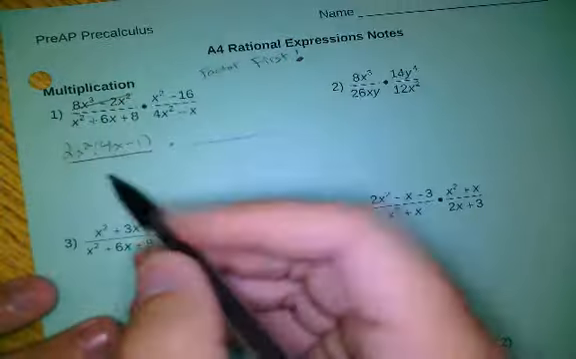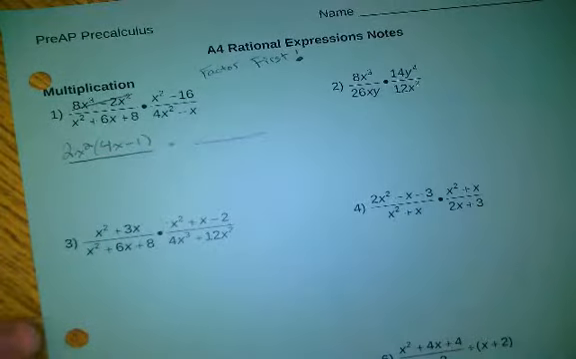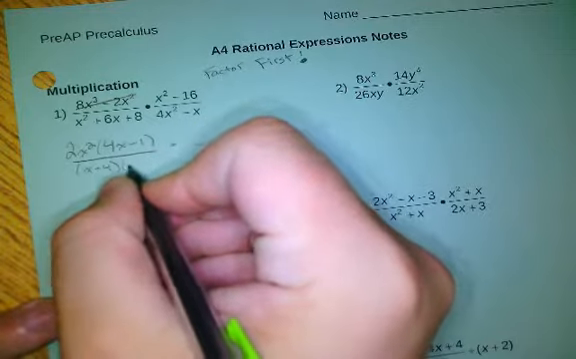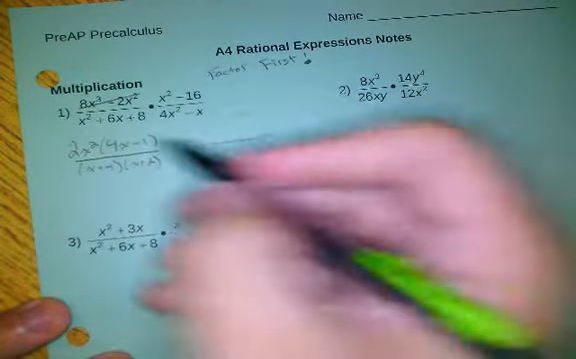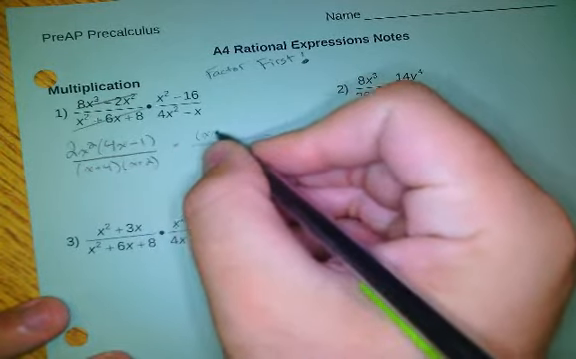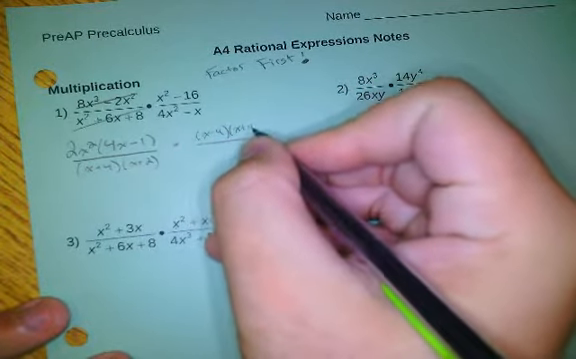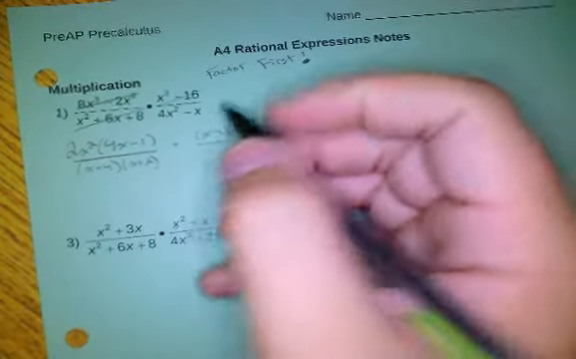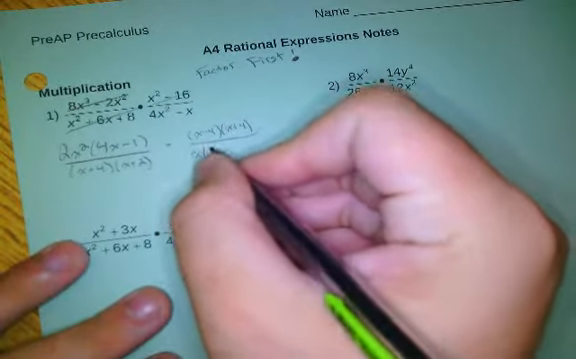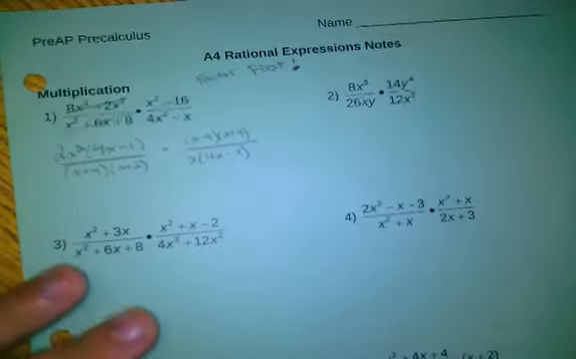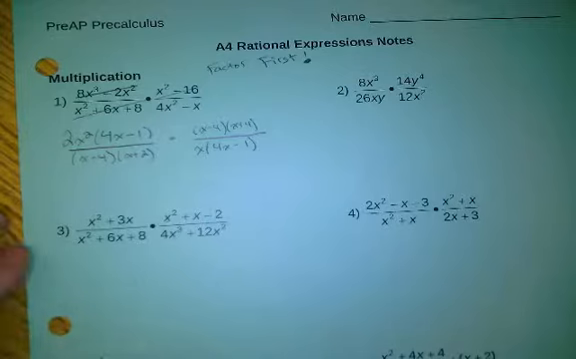What about that bottom left one right here? x plus 4, x plus 2. What about this top one right here, top right? And what about this one down here? 4x minus 1. This is where I get lots of questions like, which ones can we cancel?